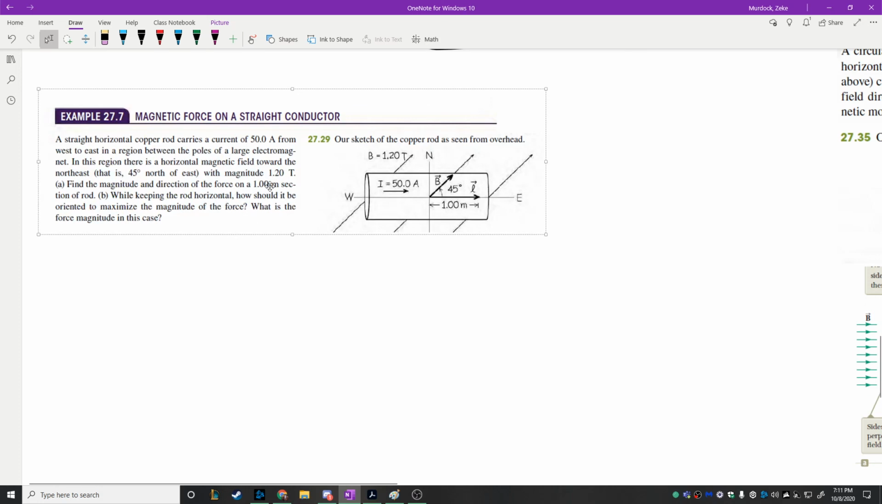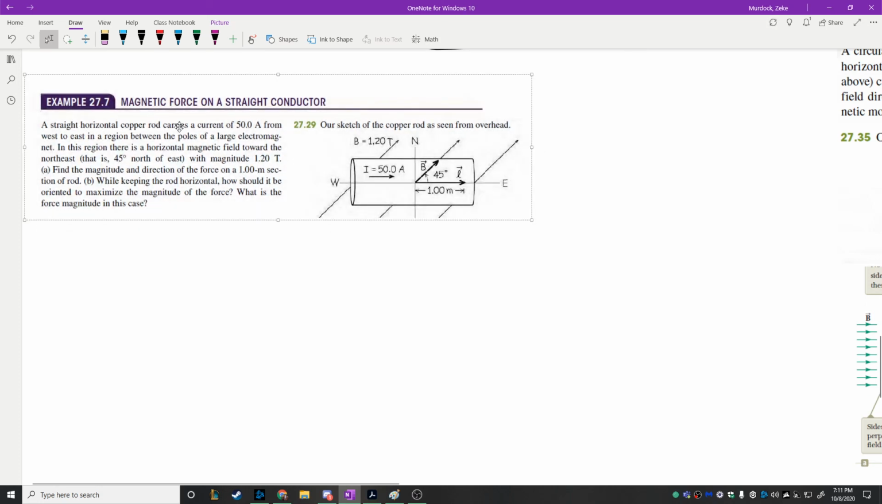Okay, so here's our problem. We have a straight horizontal copper rod. It carries a current of 50 amps. That's a huge amount of current from west to east in a region between poles of a large electromagnet. In this region, there is a horizontal magnetic field toward the northeast, 45 degrees north of east, with a magnitude of 1.2 Tesla. Find the magnitude and direction of the force on a 1 meter section of rod. And then another question afterwards.